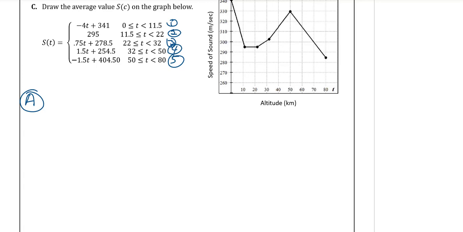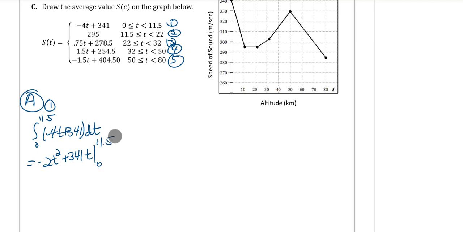Okay, so for 1, we're going to do the integral from 0 to 11.5 of negative 4t plus 341 dt. And when we do that, we get negative 2t squared plus 341 t, evaluated between 0 and 11.5. It doesn't say this, but this is definitely one you'd be using your calculator for. So when you do this, you get 3,657.